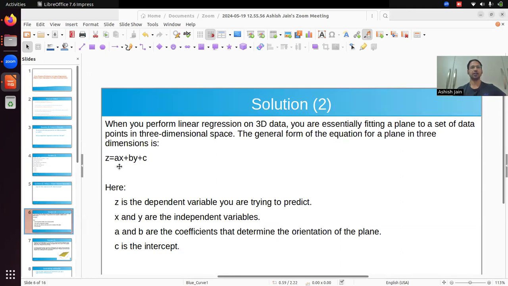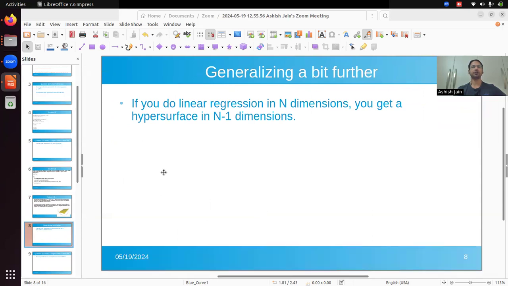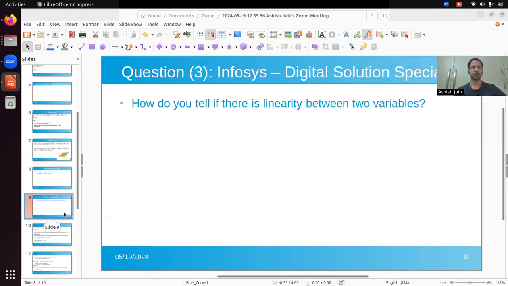And here, like z equals ax plus by plus c, z is your dependent variable, x and y are your independent variables, a and b are your coefficients that determine the orientation of the plane, and c is the intercept. Now, in general, this concept can be extended to n dimensions, and if you do linear regression in n dimensions, what you get is a hypersurface in n-1 dimensions.